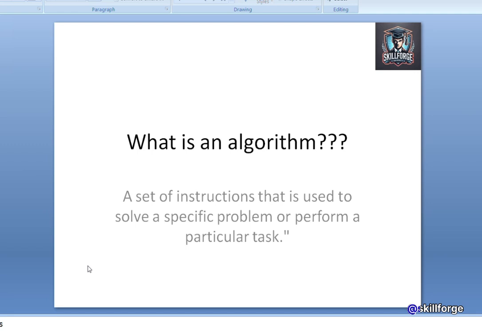So if you want to write a program, you should know what is an algorithm. After writing an algorithm only, you can proceed to that program. If you don't know the algorithm, like if you don't know the steps to write and to perform a program in any kind of programming language, then you can't even write a proper program. So algorithm is very much important to write a program in any kind of programming language.